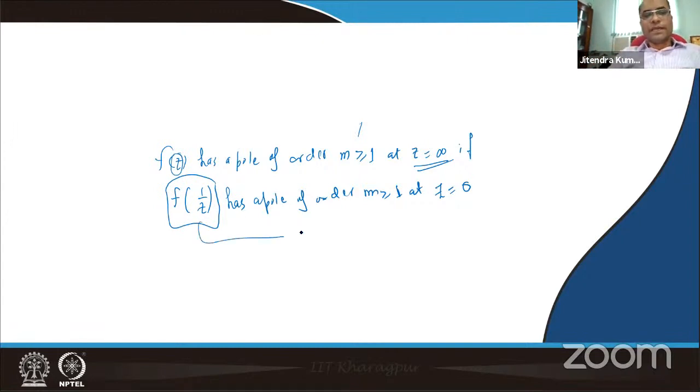And if this function has a pole of order m at z equal to 0, which we have already discussed, there are several ways to test or check this. Then we can say that f(z) has a pole of order m at infinity. So that was the query which I can see in this spreadsheet so far, and there are no other queries.